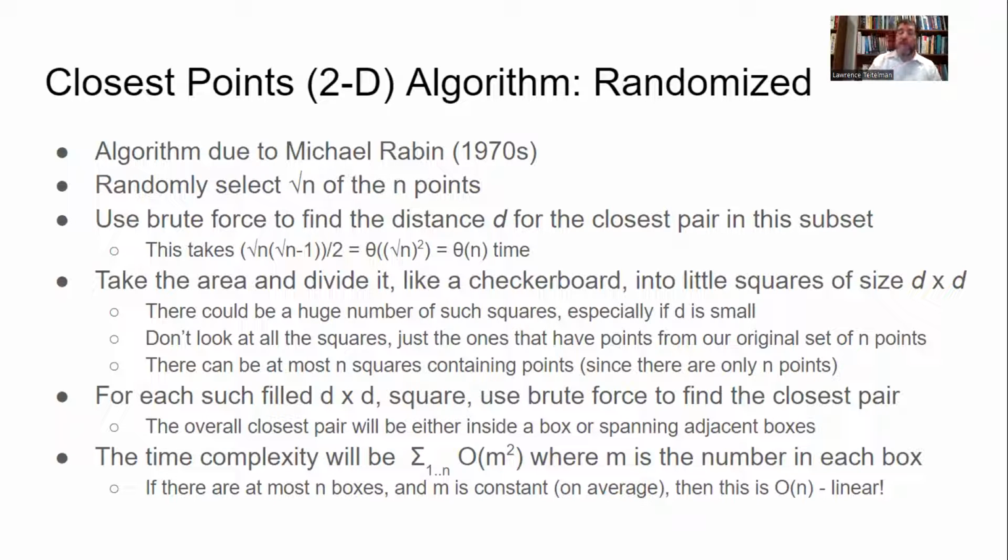So on average, this is linear. Let me repeat that analysis. We look at all the boxes, and look at the number of points within a box and its neighbors. I expect that number to be constant. Constant squared is also constant. So it comes out a constant times N, which is linear.